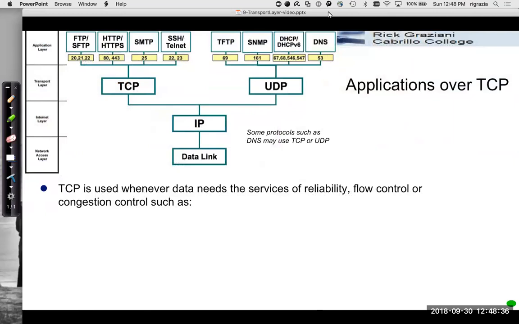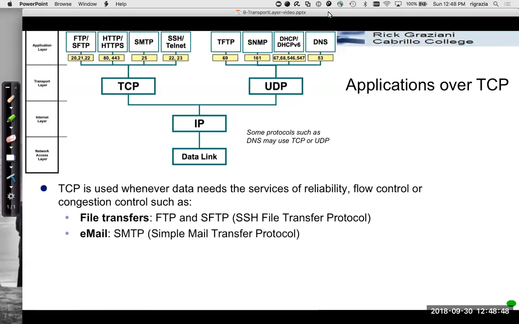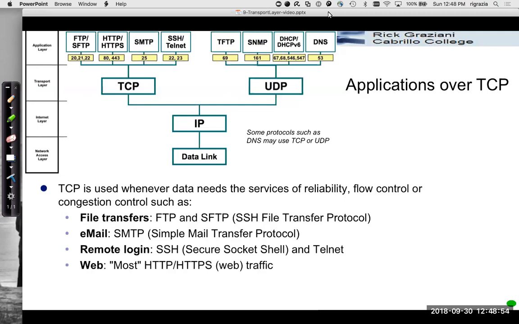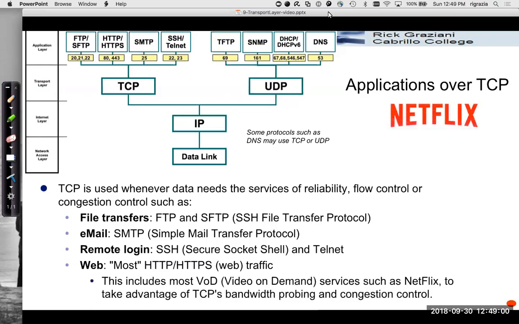Okay, so TCP is used whenever data needs the services of reliability, flow control, and/or congestion control, such as file transfers, email, remote login, web. Most HTTP and HTTPS traffic uses TCP. And this actually includes most video on demand services like Netflix.